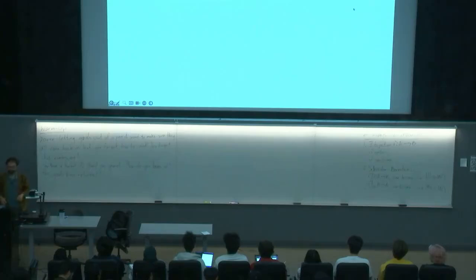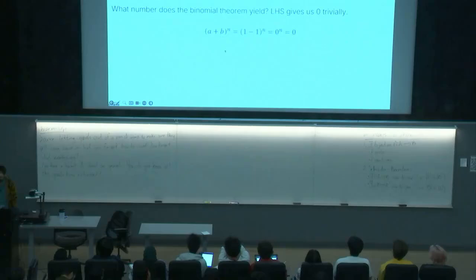Okay. So this is how it works. Let's suppose we plug in a equals 1 and b equals minus 1 into the binomial theorem. Okay, this is the binomial theorem. If I plug in 1 plus minus 1, what happens here? 0. Okay, so great. You plug in 1 minus 1, take it to the nth power, that's 0.